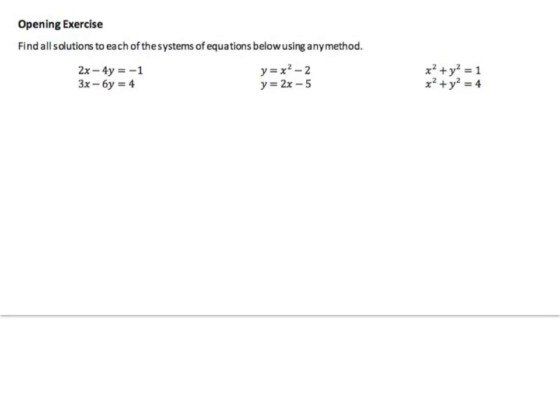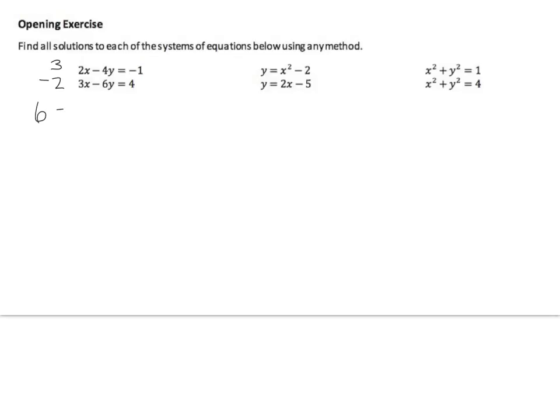Okay, first we're going to do a little bit of review. We are going to find all solutions to each of the systems of equations below by using any method. I prefer algebraic. You can also go graphically, but I just like the algebraic method. So let's go ahead and try these. First of all, let's see. If I multiply this top one by 3 and the bottom one by -2, I'll get this.